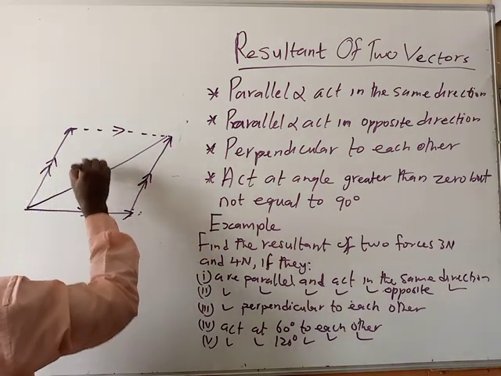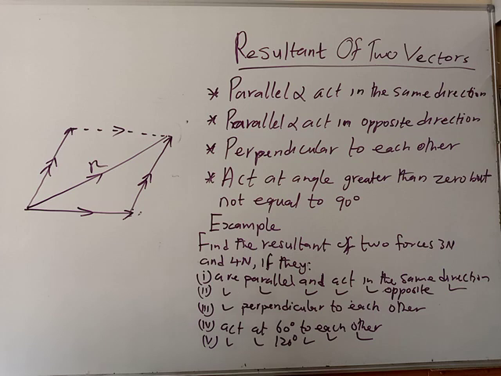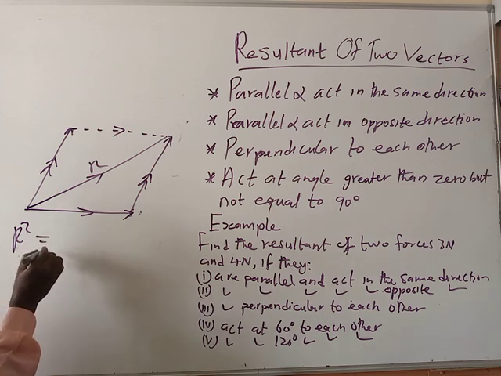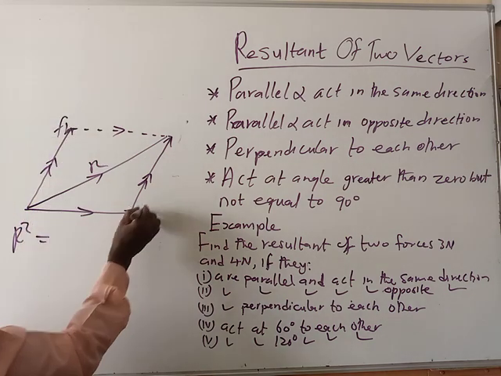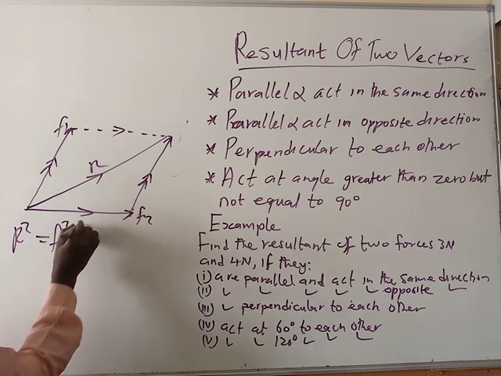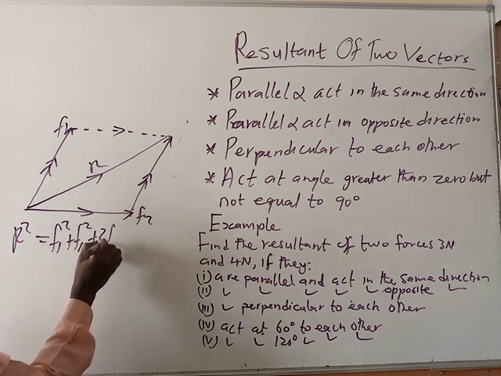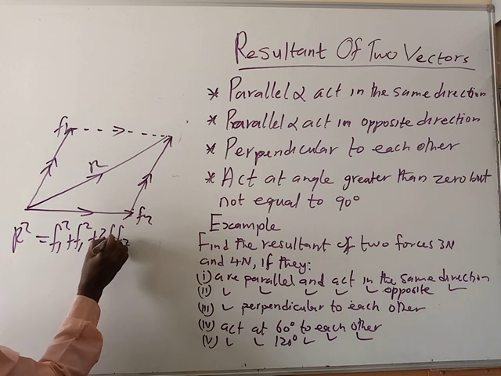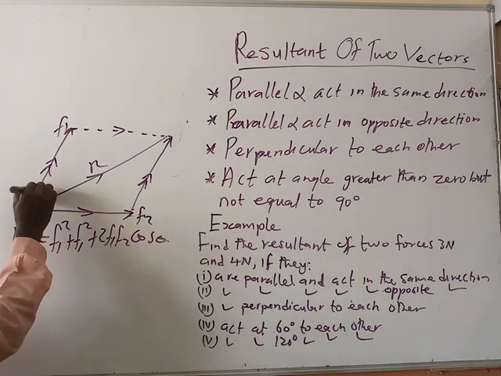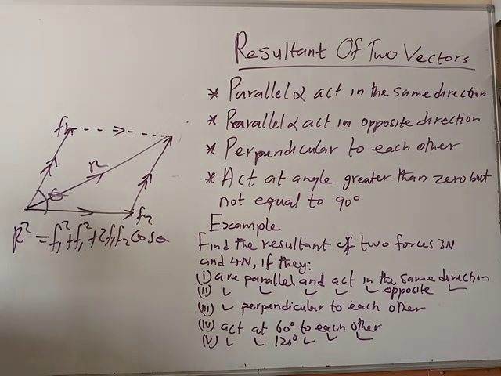Like this. This is the resultant. Then how do we now find it? You use the cosine rule, which will give you R squared is equal to, if this is F1, this is F2, F1 squared plus F2 squared plus 2 F1 F2 cos theta, where theta is the angle between the two forces.